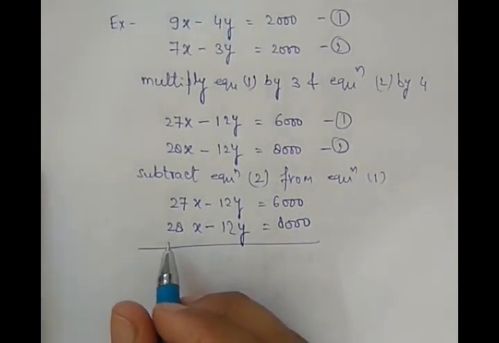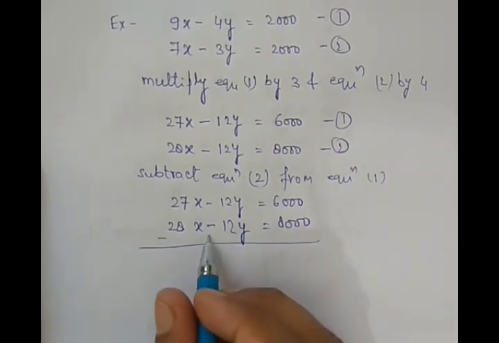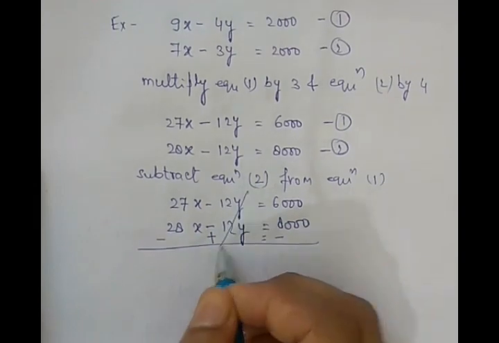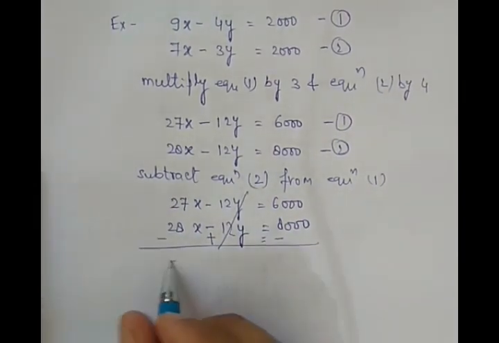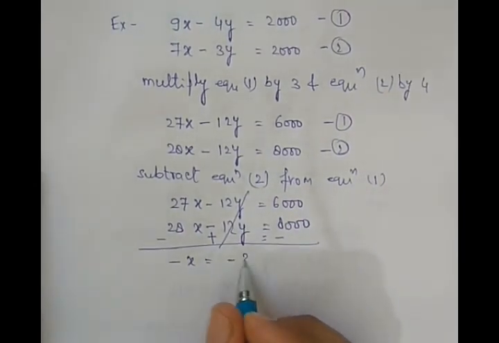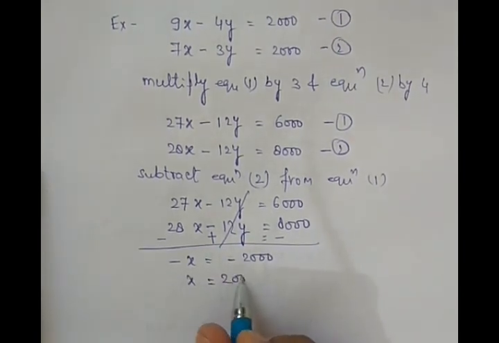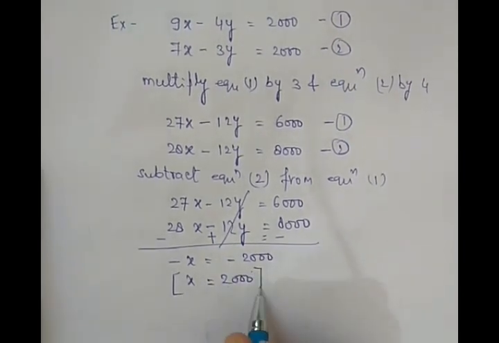So on subtracting, the sign will change. This will become negative, this is positive, and this is negative. So this will get cancelled out. From here you will get minus x is equal to minus 2000, or the value of x will come out as x is equal to 2000.